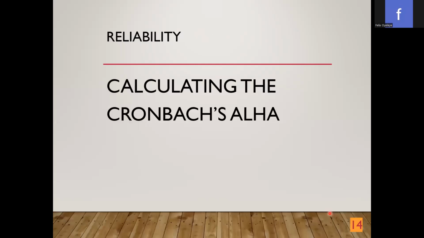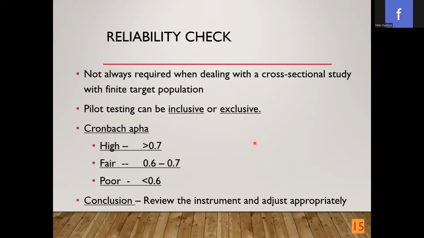Okay? Now, the next thing we talk about is reliability check. I told you we have validity check, we have reliability check. For the reliability check, essentially we calculate the Cronbach's alpha. Okay? The Cronbach's alpha. Now, let me quickly say this, that it is not in every case that we do pilot tests, because the pilot test is to check reliability. It is not in every case of questionnaire that we do pilot testing.